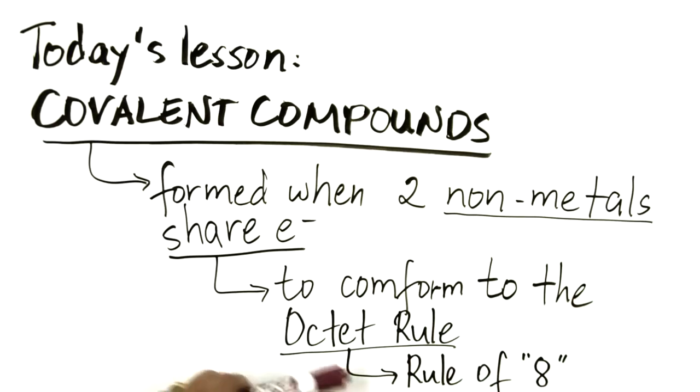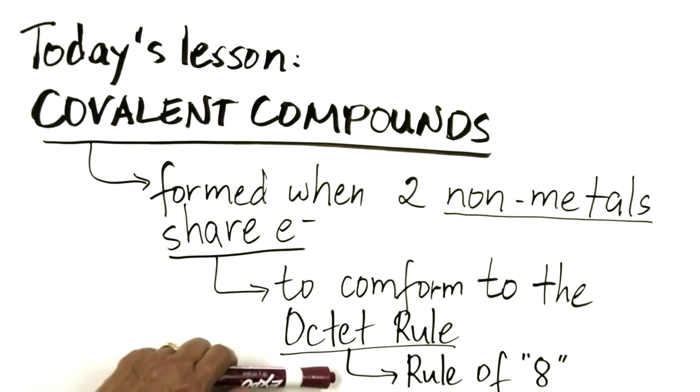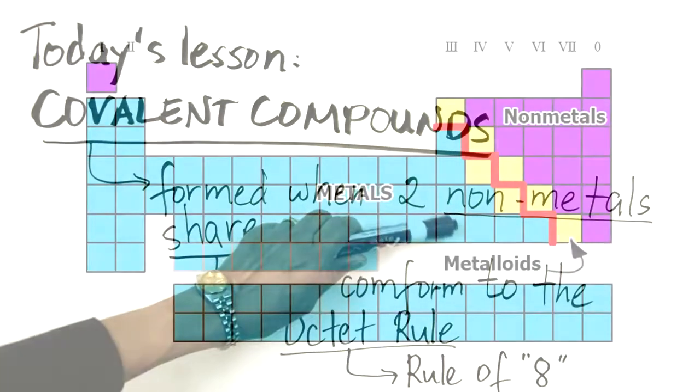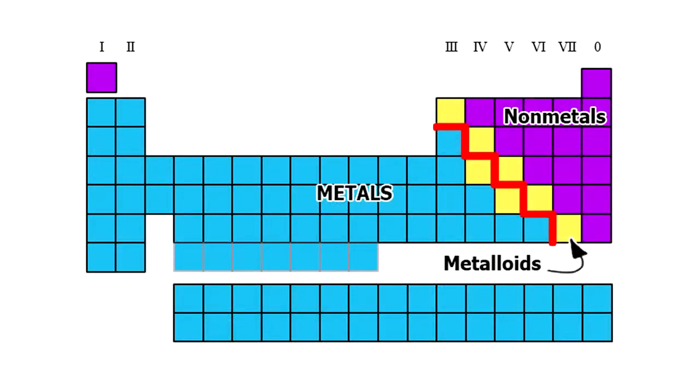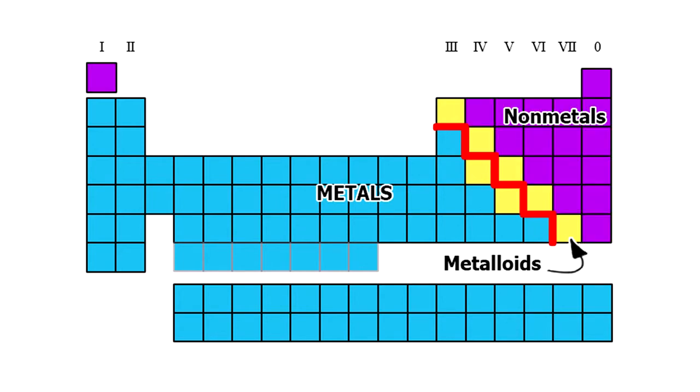Class, if you remember the octet rule or the rule of 8, it states that for an atom to be stable, it should have 8 electrons in its outermost electron shell. And of course, we said that an exception to this would be the elements in period 1, which are hydrogen and helium. Okay, so where are the nonmetals in your periodic table? These are the elements above the zigzag border. So for covalent compounds, we will be focusing on the nonmetals.